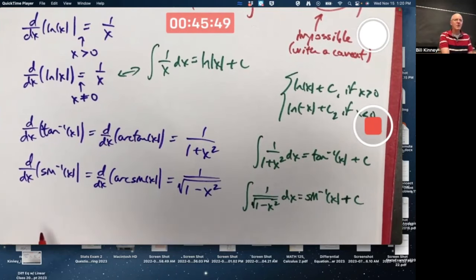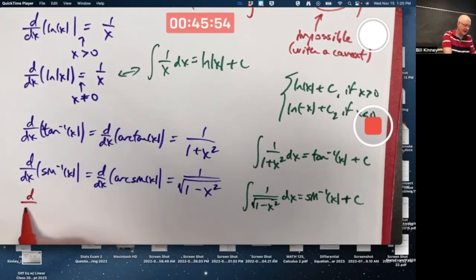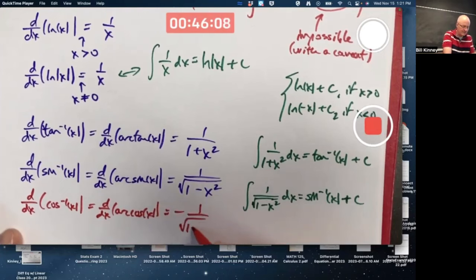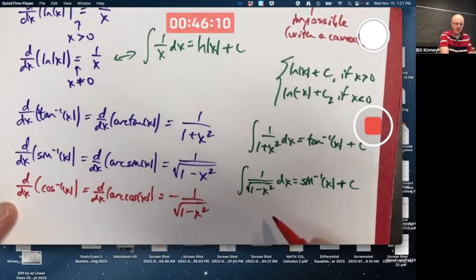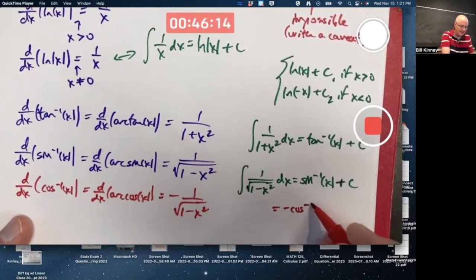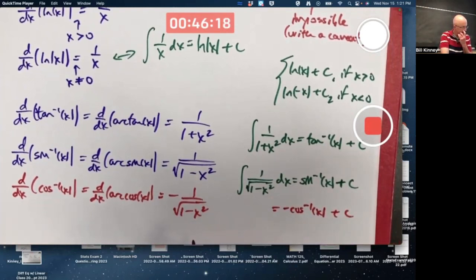I'm about to write down an equation you don't technically need to know for the test, but I think I mentioned it once. This is another aside: the derivative of inverse cosine of x, also called arc cosine of x, amazingly is just the opposite of the derivative of inverse sine of x, which means you also can write this integral as negative inverse cosine of x plus c. Isn't that interesting? Why would that happen?